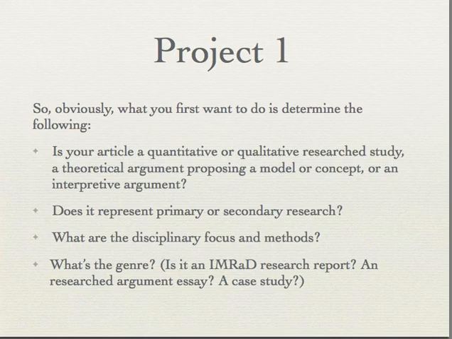And so the first thing you want to do is determine the following. Is your article a quantitative or qualitative research study? Is it a theoretical argument proposing a model or a concept? Or is it an interpretative argument? So you want to figure out what this article is that you're looking at. It's going to be generally one of these things. So figure out which one it is, and does it represent primary or secondary research?